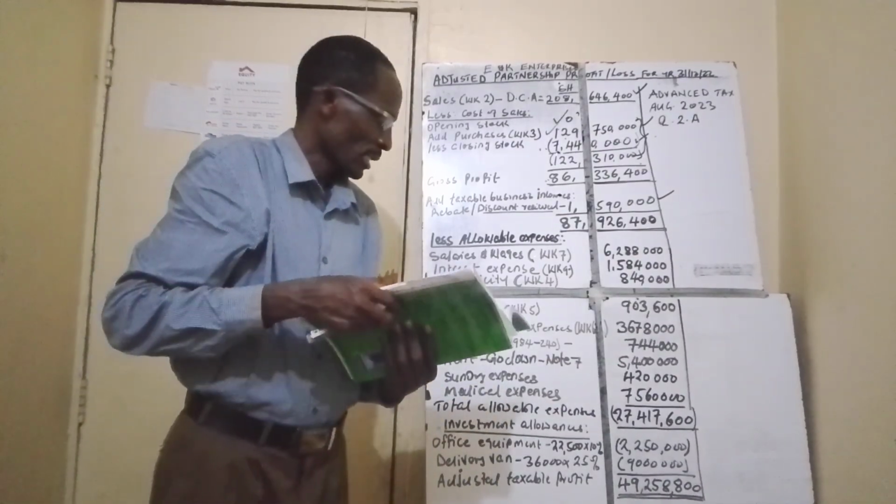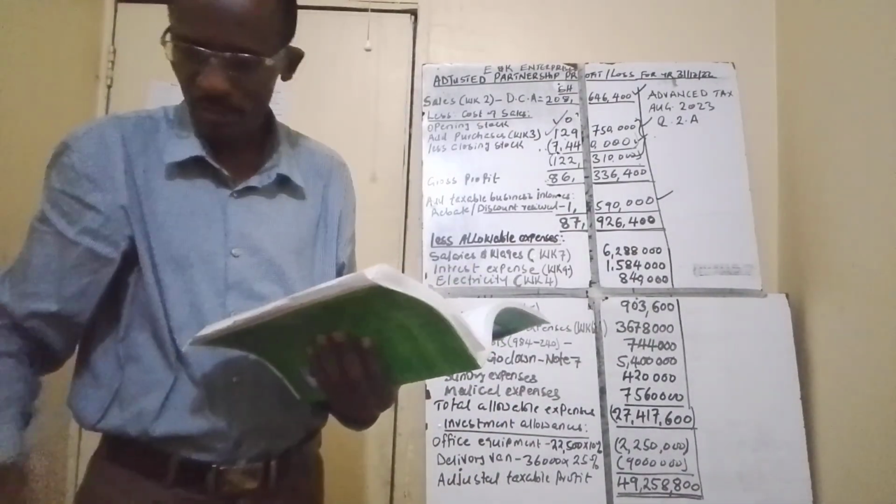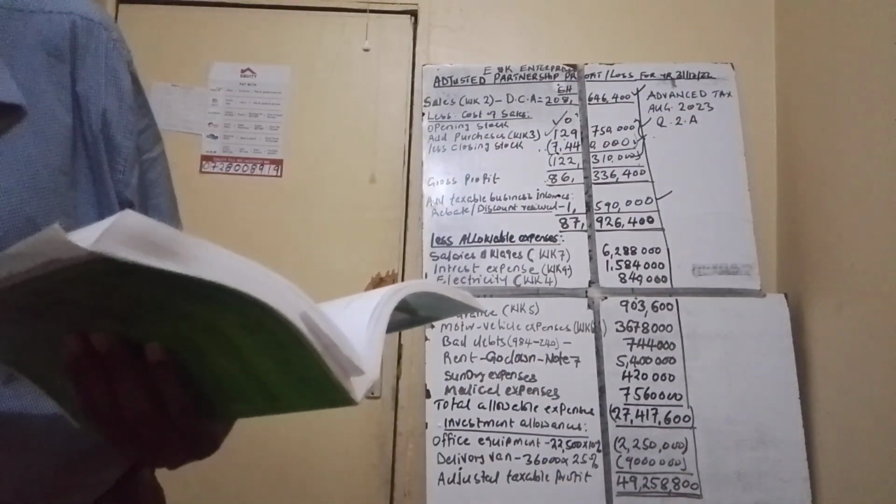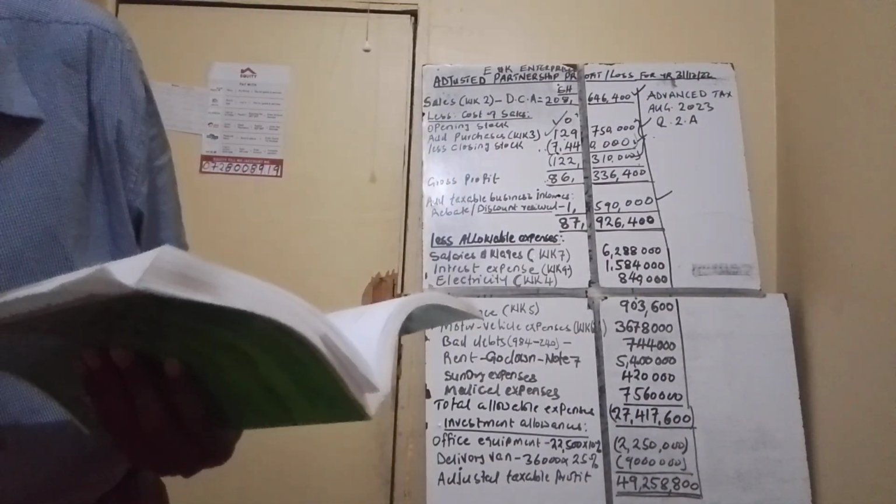Then after that, you less all allowable expenses. Now, allowable expenses, you start with the salaries. I've done the workings for you. You look at additional information number 7.